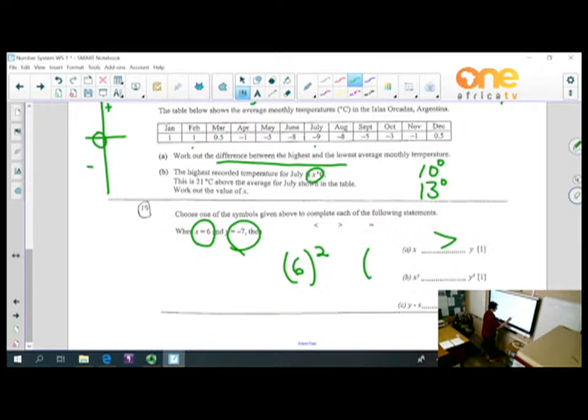And then the -7, look at the same thing. In brackets and the square outside. This is 36. This is 49. So it's going to be less than. You shouldn't get -49, +49. And then the last one, Y minus X. So -7 minus 6 is -13, and 6 minus -7 is +13. So this is again less than there. Right.